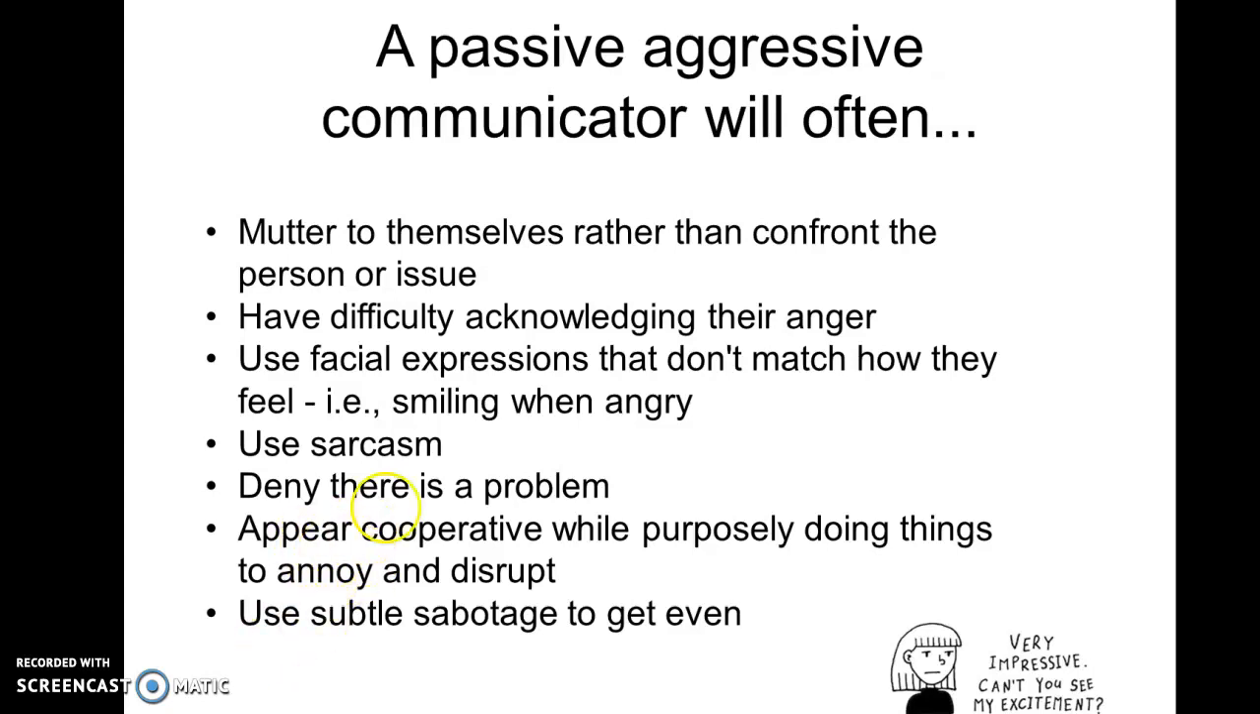They appear cooperative while purposely doing things to annoy or disrupt, and they use subtle sabotage to get even. So they're your secret saboteurs. I find these the worst people to deal with, the hardest people to communicate with, and the ones that cause the most conflict. I've got a bit of a bee in my bonnet for people who are passive aggressive. They're just those people in meetings that sabotage everything that you're trying to do.